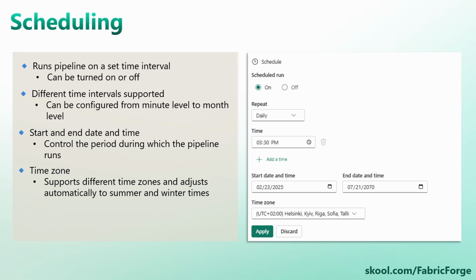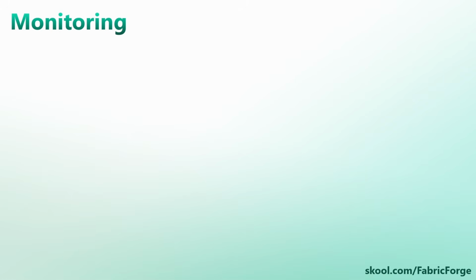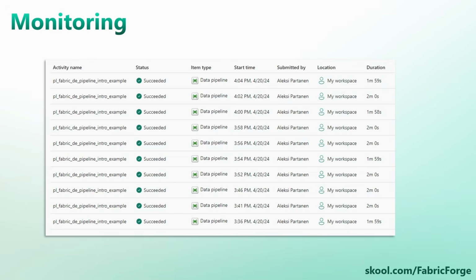which means that we would trigger the data pipeline based on actions rather than a schedule. But these triggers are a bit more advanced topic and we're not going to cover them here. Another topic that I just mention very briefly here is monitoring. A pipeline can also be monitored from the monitoring hub, and there we can see information on how a specific pipeline run went. But now it is time to open up Fabric and do some demos there.